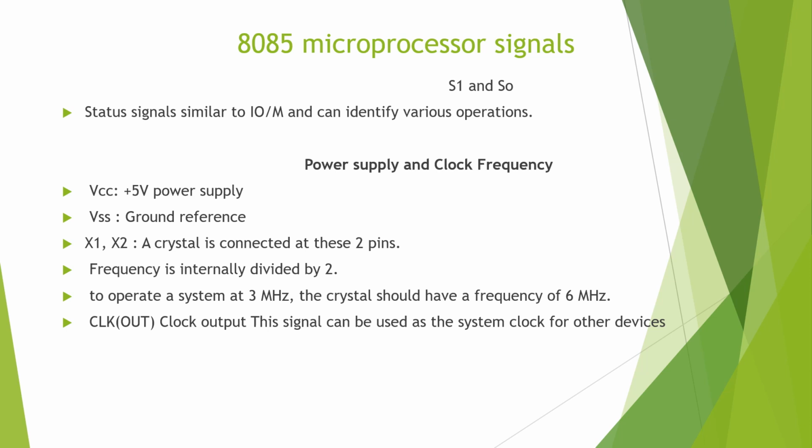VCC is the power supply voltage, and it uses +5 volts. VSS is connected to ground. A crystal is connected at the pins X1, X2. Since the frequency is internally divided by 2, the crystal should have a frequency of 6 MHz to operate the system at 3 MHz. CLK is a clock output, and the signal is used as a system clock for other devices.